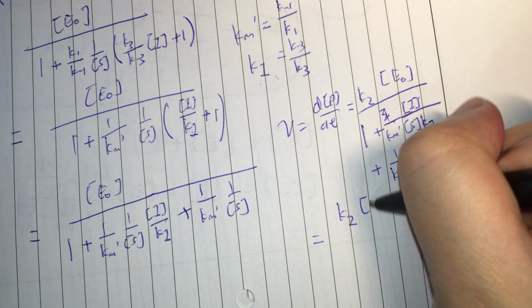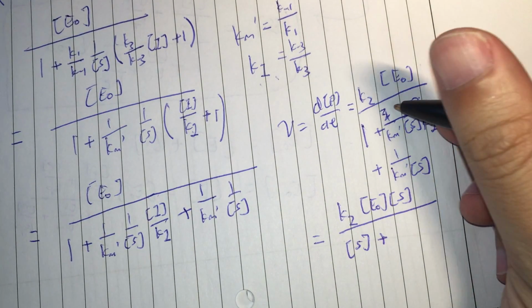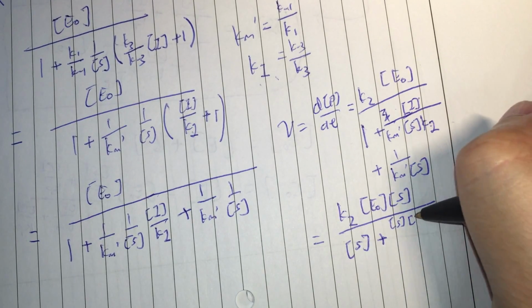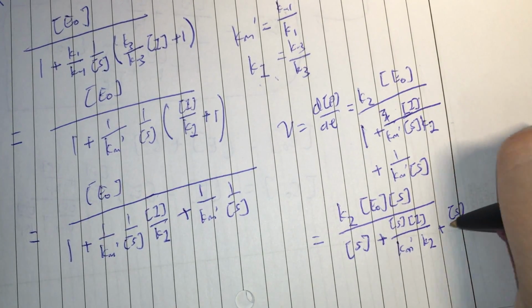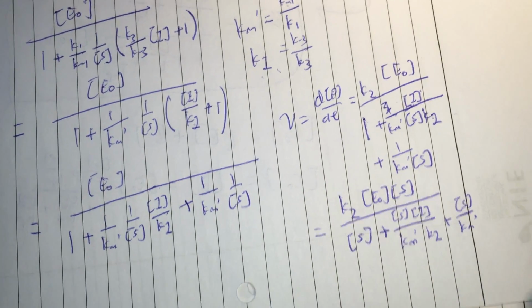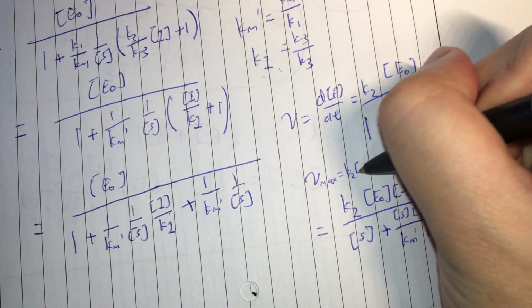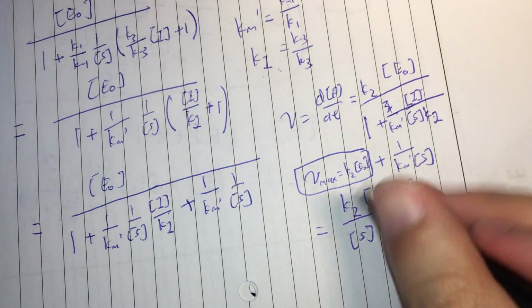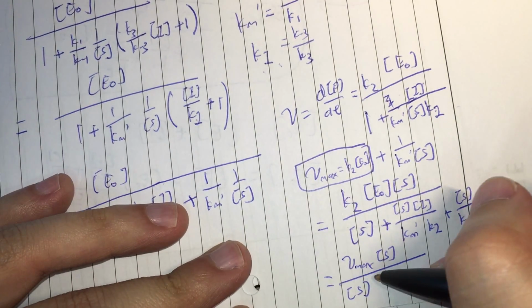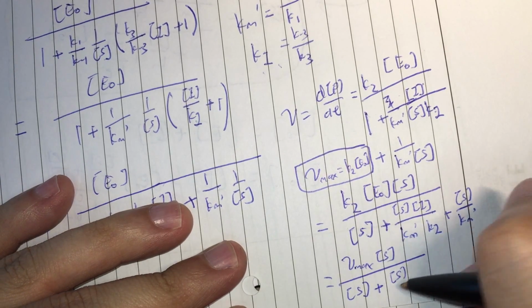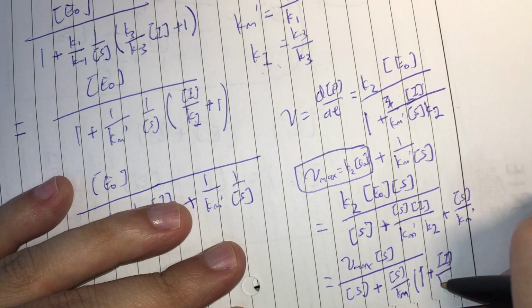Okay, so K2 E naught into S over S plus, so I'll multiply this to the top. So we have S, concentration of S, concentration of I over Km prime Ki plus S over Km prime. And this we've probably recognized from the last videos as Vmax equals K2 E naught. And that will be Vmax S over S plus S over Km prime, 1 plus I over Ki.